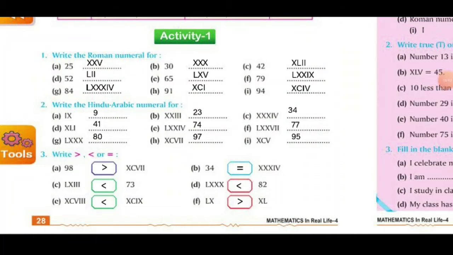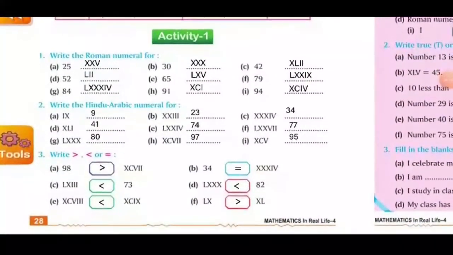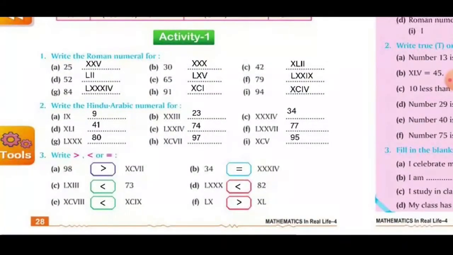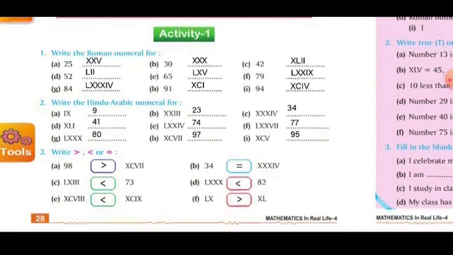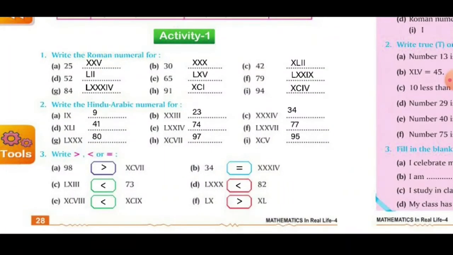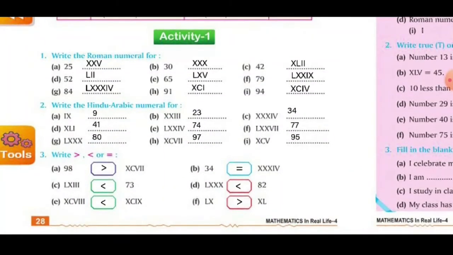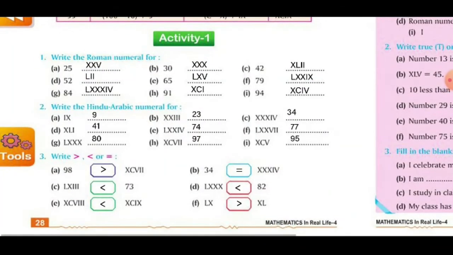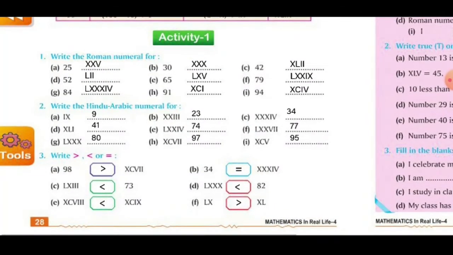C. The question is first with Roman number LXIII. L means 50, 60 and then 3, 63, dash 73. Which is the greater? 73. So draw the arrow towards the Roman number. D. LXXX. LXXX is nothing but 80, dash 82. So 82 is the greater. Draw the arrow mark. 82 is the greater one.